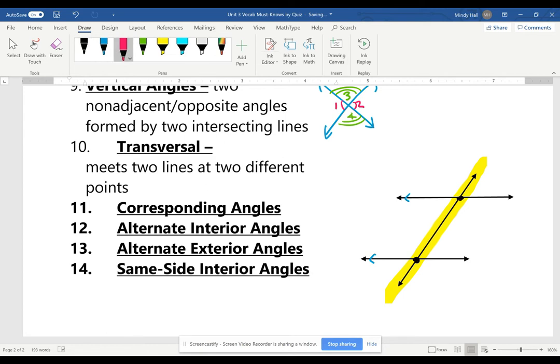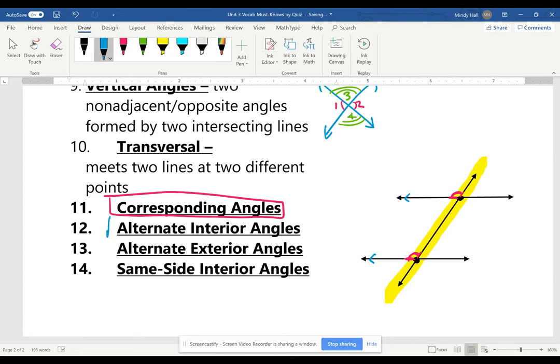So with corresponding angles, we're going to use pink for these ones. Corresponding angles would be like this angle right here and this angle right here, because if you notice, it is above the line in both instances and is to the left of the transversal. So they're in the same spot, just different places.